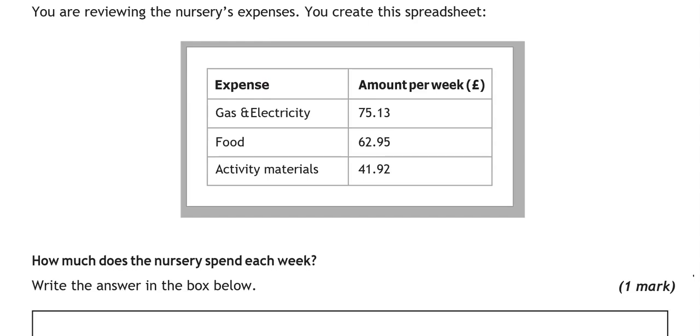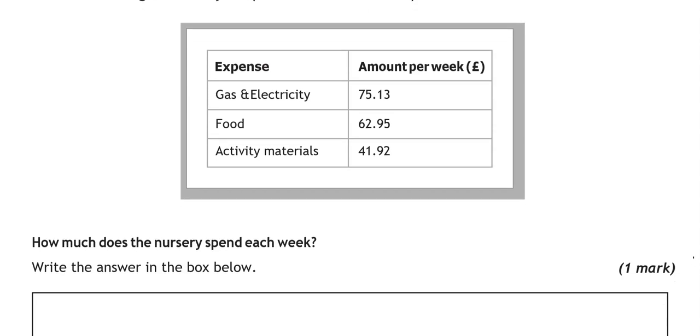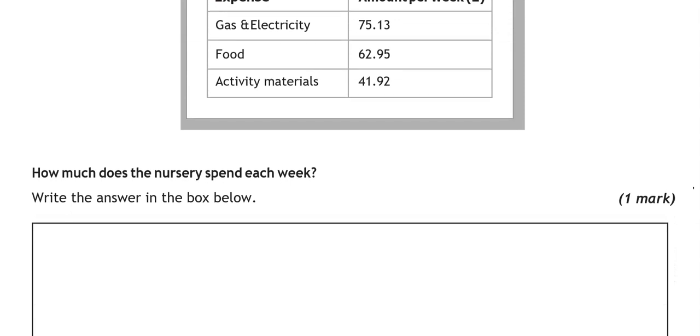So we've got gas and electricity, £75.13, food, £62.95, activity materials, £41.92. We're just going to add them all together, making sure we write them correctly. So we get the whole numbers under the whole numbers and decimal points under decimal points.